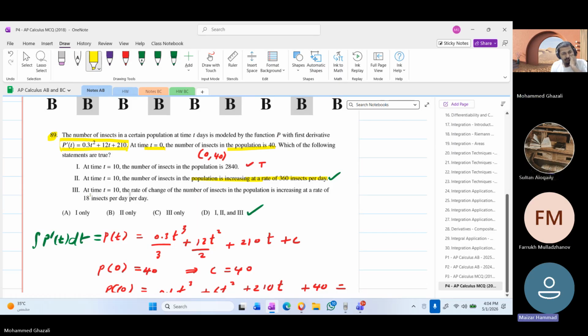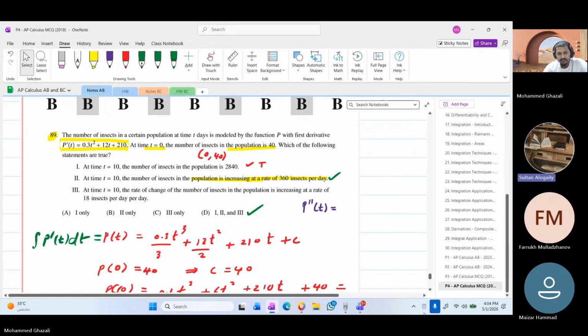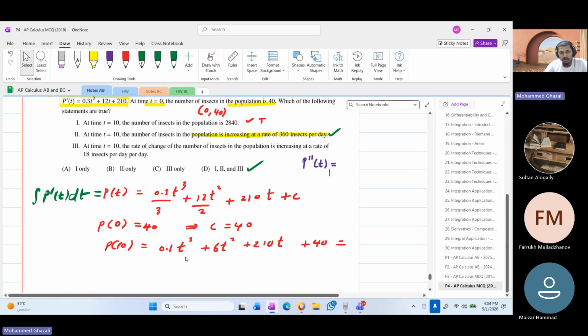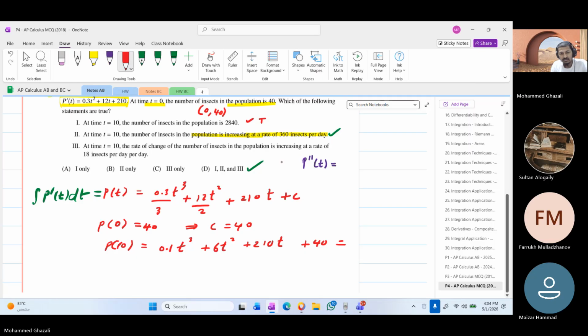At time t equals 10, the rate of change of the number of insects in the population is increasing at a rate of 18 insects per day. So basically it's the double derivative. The rate, so 0.6t plus 12. So yeah, it's true. 0.3 times 10 will be 3, plus 12.